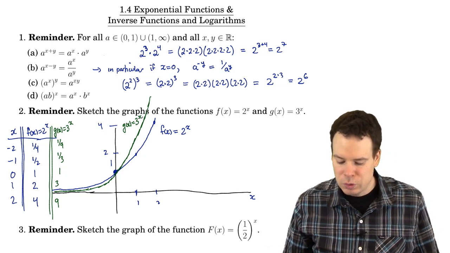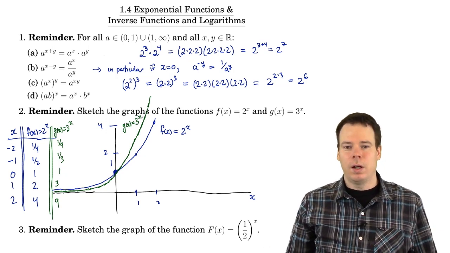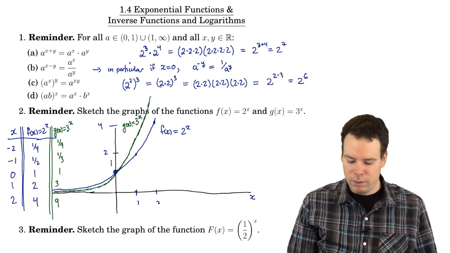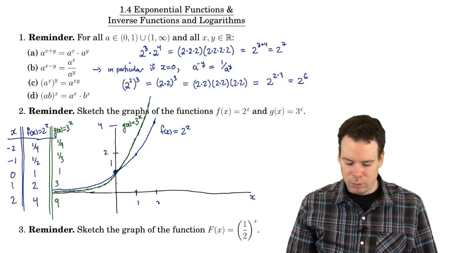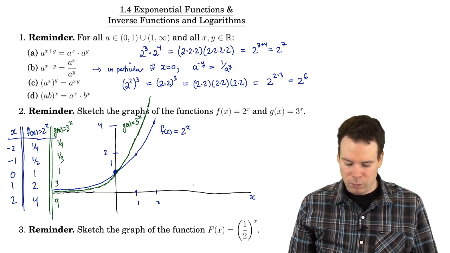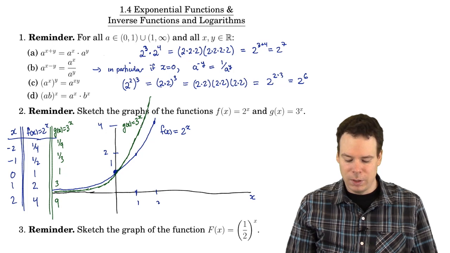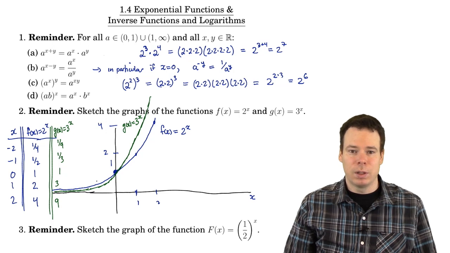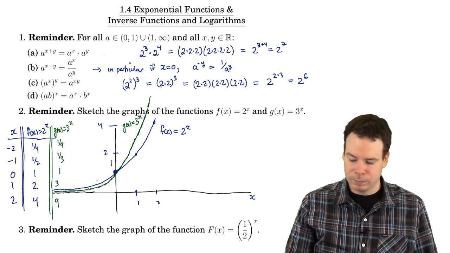And so what I just want to get from this is just a quick review of general shapes of exponential functions and how they relate to one another. So here the base 3 was bigger than the base 2. So when the x values are bigger than 0, the exponential function of base 3 should sit above the one of base 2. But when x values are negative, the exponential function of base 3 should sit below the exponential function of base 2.